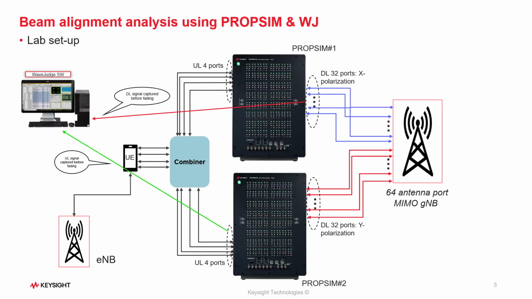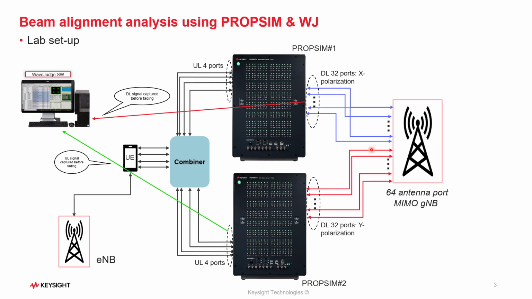Here is a block diagram of our lab setup. We have a 64-port G-Node B at our lab, and it's dual polarized, and each polarization is connected to one PropSim: one polarization is connected to the first PropSim, and the second polarization is connected to the second PropSim, and there are 32 ports per PropSim. At the output, we combine the output ports of each PropSim using a combiner and feed that to the UE, and it's NSA operation. That is why the G-Node B is also connected to the UE.